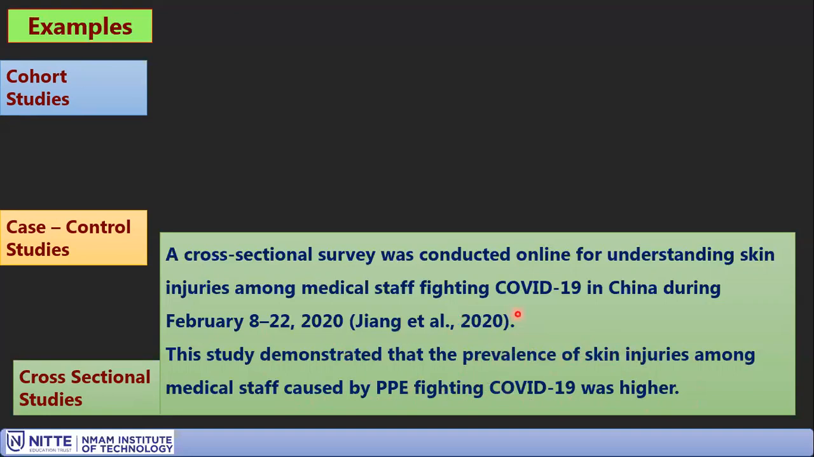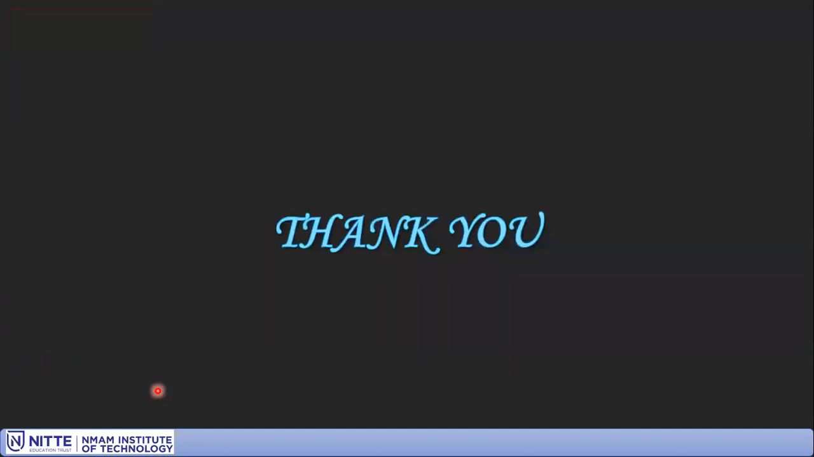So this was a telephonic interview of a certain number of doctors. The question was asked at a stretch whether they use PPE or not. So that forms the exposed and unexposed condition. Skin injury is the outcome, that's the event, whether it is present or not, and to what extent. They have done a detailed study anyway. This forms a simple example for our cross-sectional studies. Yeah, that concludes the video. Thank you.